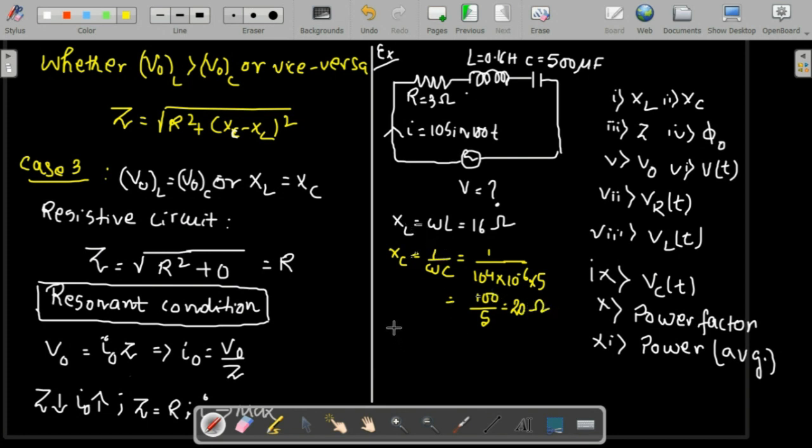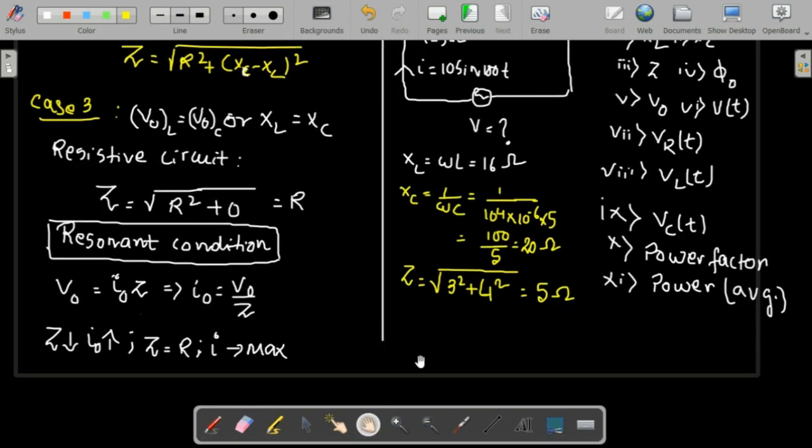So we can find out what is my Z, right? Z is equal to root over of R square plus XL minus XC, so that's 20 minus 16, so that's 4. You can write it down directly, 3 square plus 4 square, 9 plus 16 is 25, so it is 5, right? Most of the time these questions will be like this, that you will be getting these kind of results.